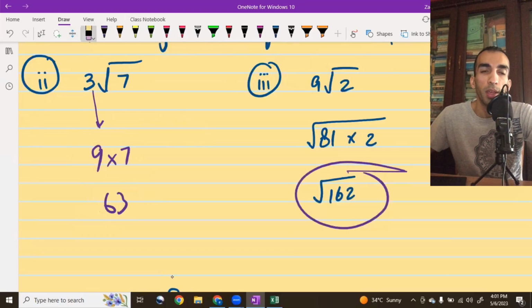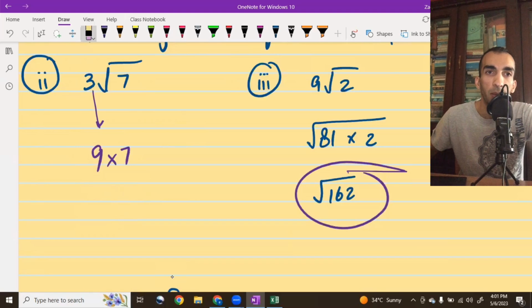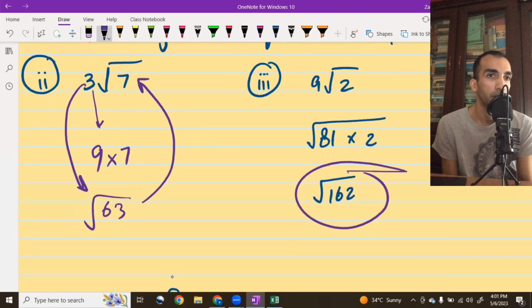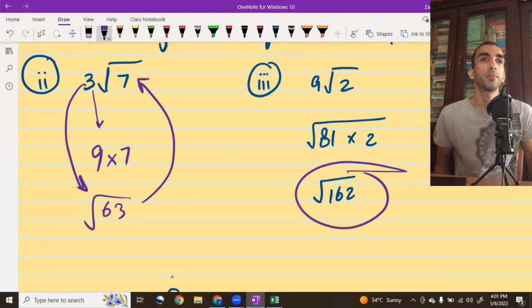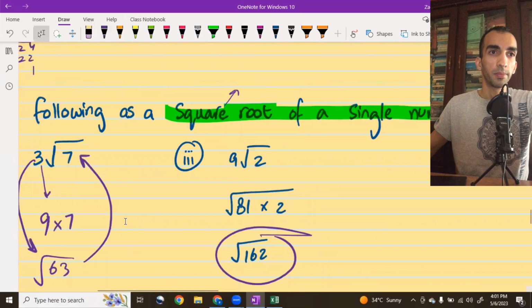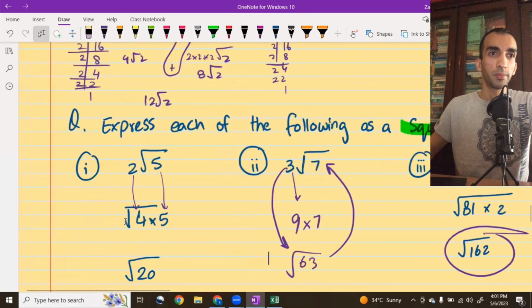Why we do that is a question for another day. For now, I just want you to check whether this answer matches with this answer in your calculator. Yeah, it does. Does it match? All right.